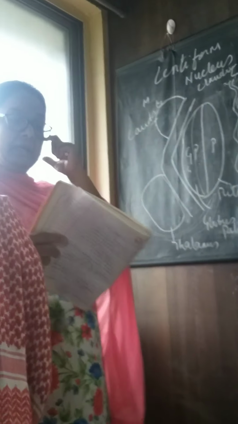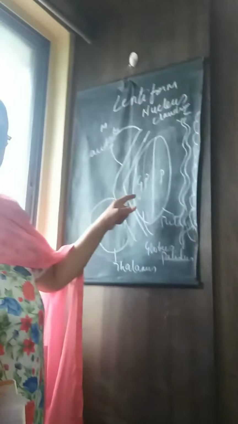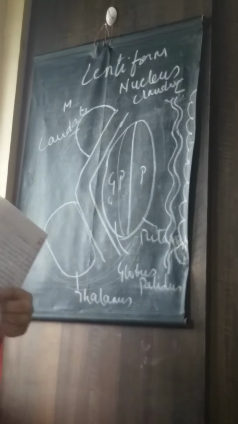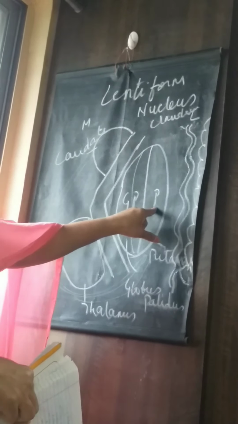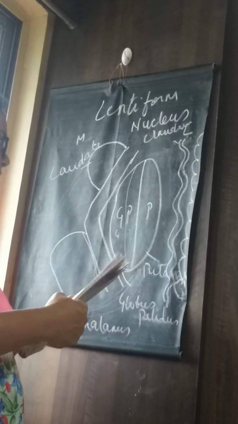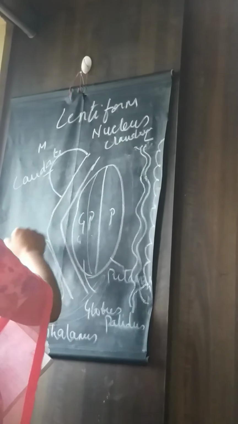To repeat again, the lentiform nucleus is a biconvex nucleus situated within the concavity of the internal capsule. It consists of two parts, the globus pallidus and the putamen. The globus pallidus is present in the medial part, the putamen in the lateral part. This globus pallidus again has two parts, the globus and the pallidum. So there are different parts present in the lentiform nucleus, and it has lateral and medial relations.